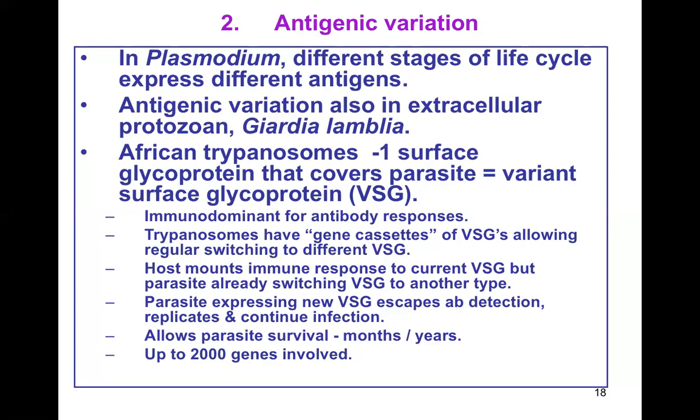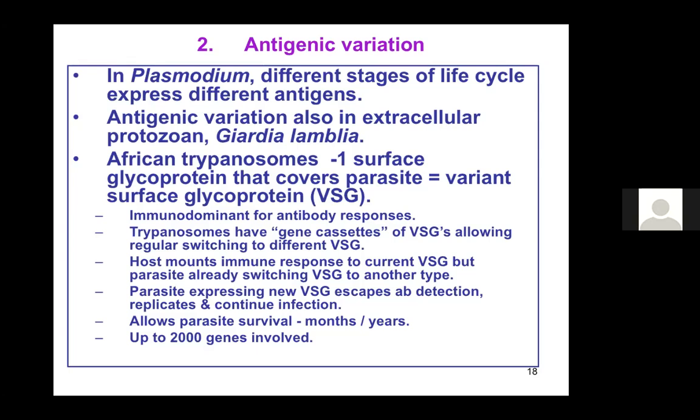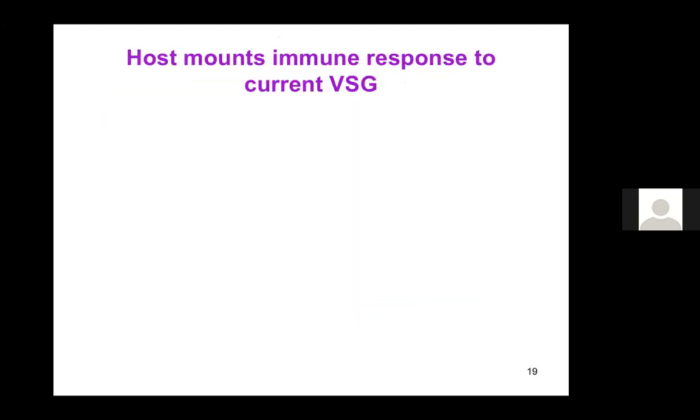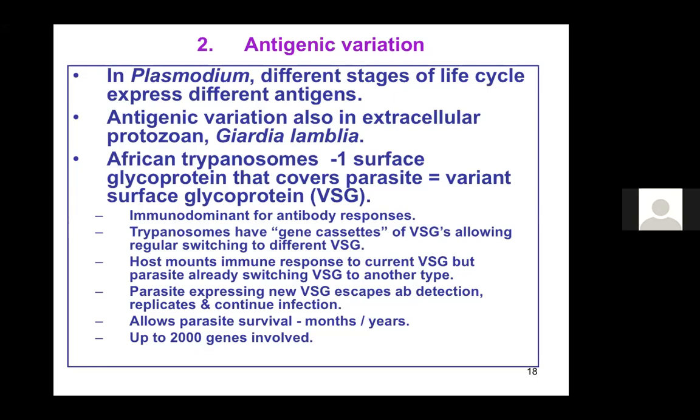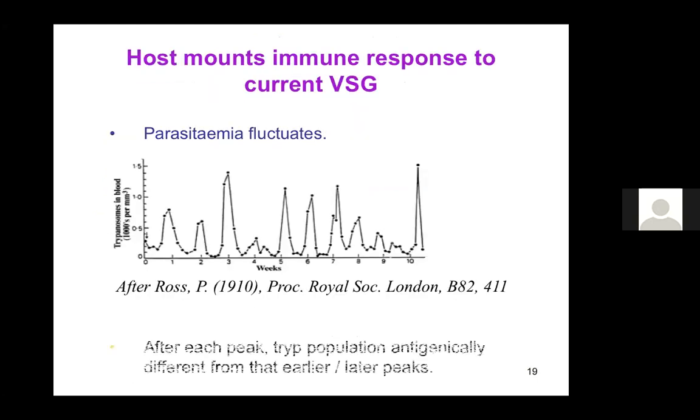And you have African trypanosomes, where one surface glycoprotein covers the parasite, the trypanosome, and it is called variant surface glycoprotein, VSG. These many points which are down here, I don't want to go into. What I want to show you is that with this variant surface glycoprotein, there is fluctuation of the immune system. Yes, this is what I mean. I'm not sure if you're seeing my cursor.